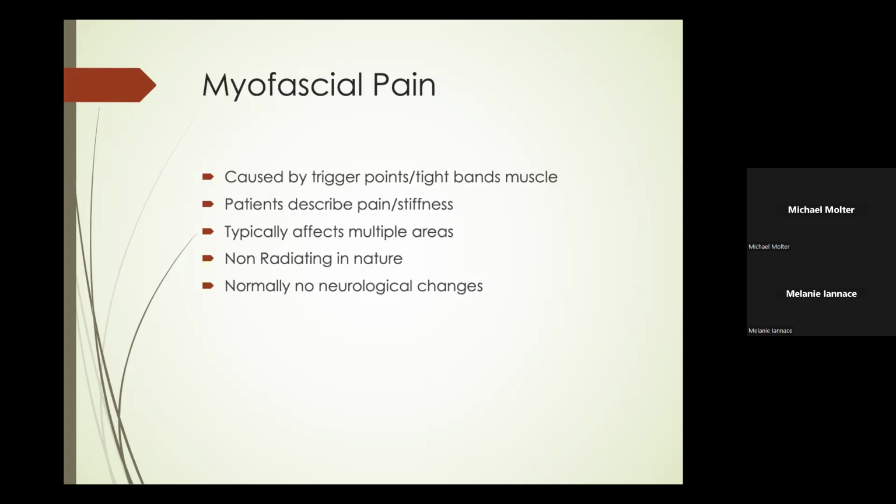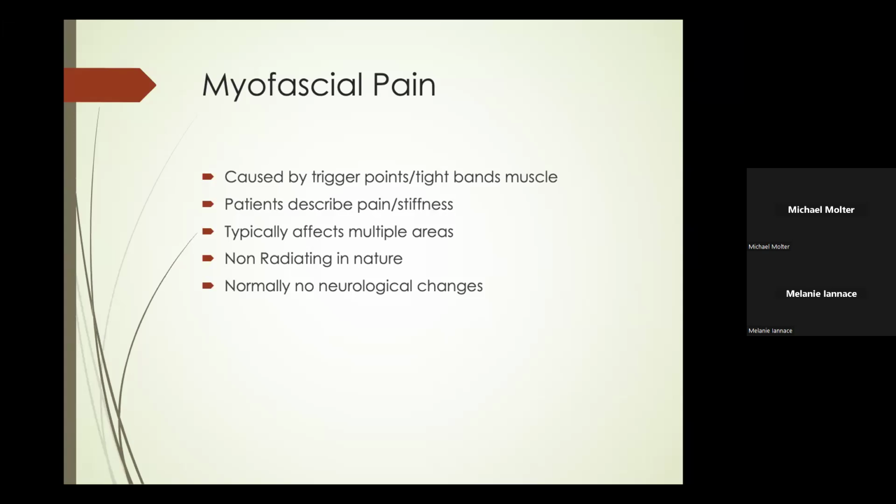Myofascial pain. What myofascial pain is, is when people feel they have tightness in the muscle and they have areas within that muscle that are called trigger points. A lot of times patients describe pain or stiffness in those areas, and it's usually not localized to just that neck area. Usually it is in multiple areas. It's not radiating anywhere down the arm or leg because it's not a nerve-based cause. Normally no neurologic changes, no weakness or anything like that, but they'll have multiple tender points throughout their body that suggest that this is a myofascial cause.